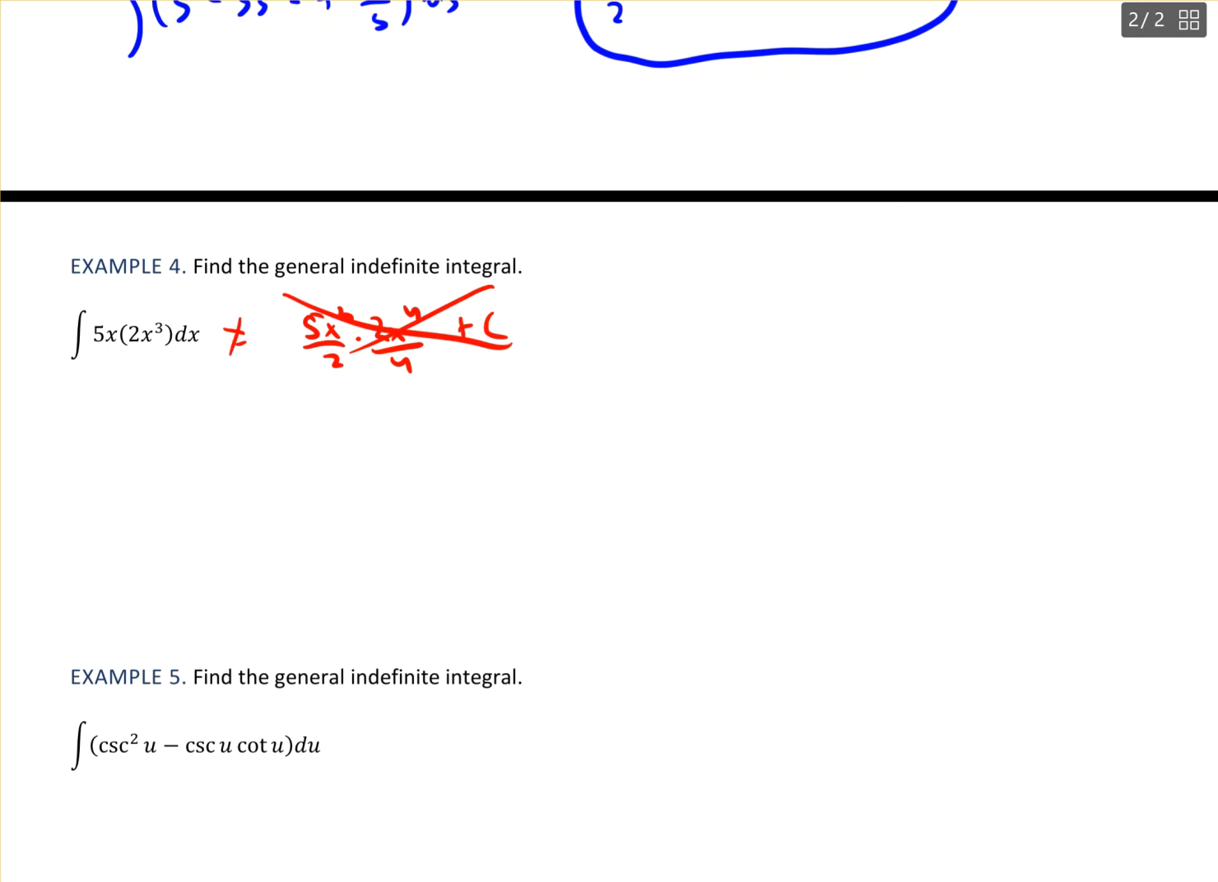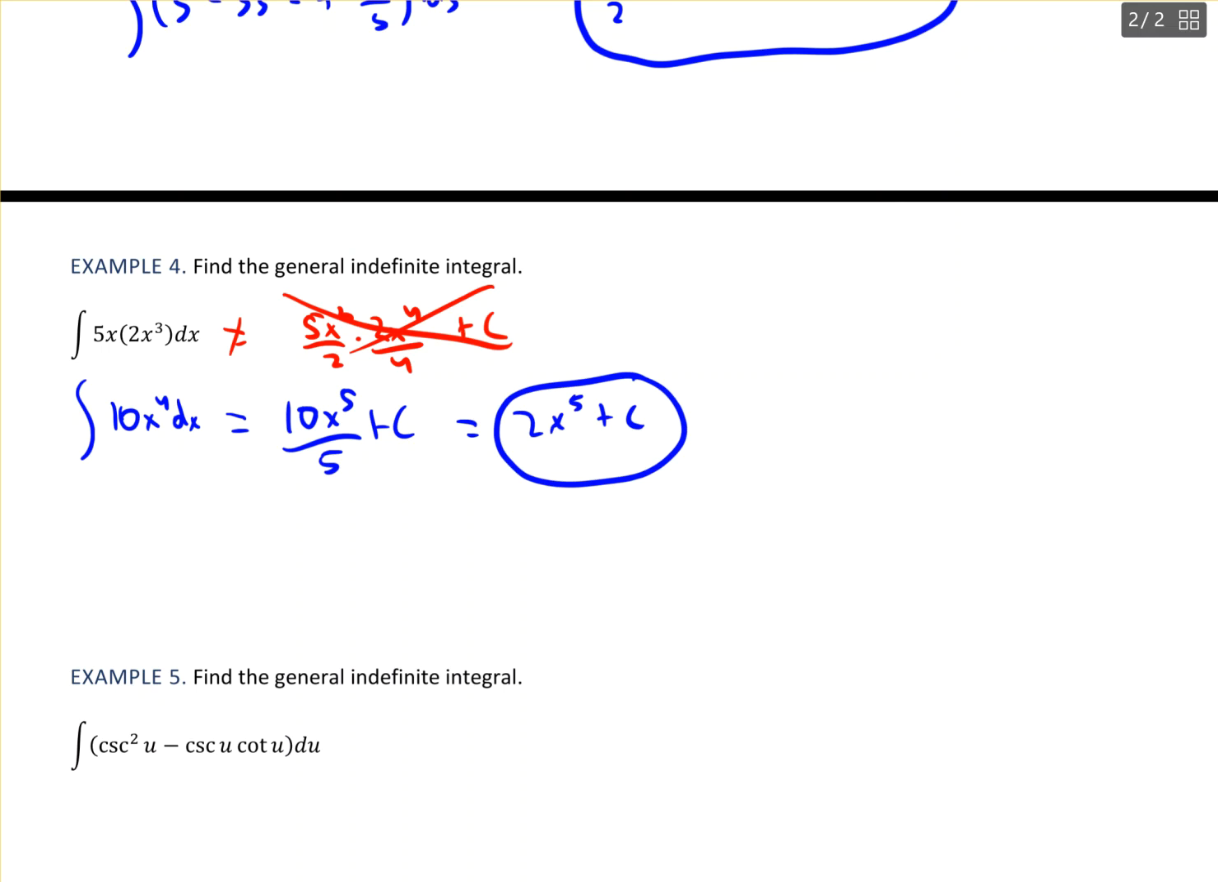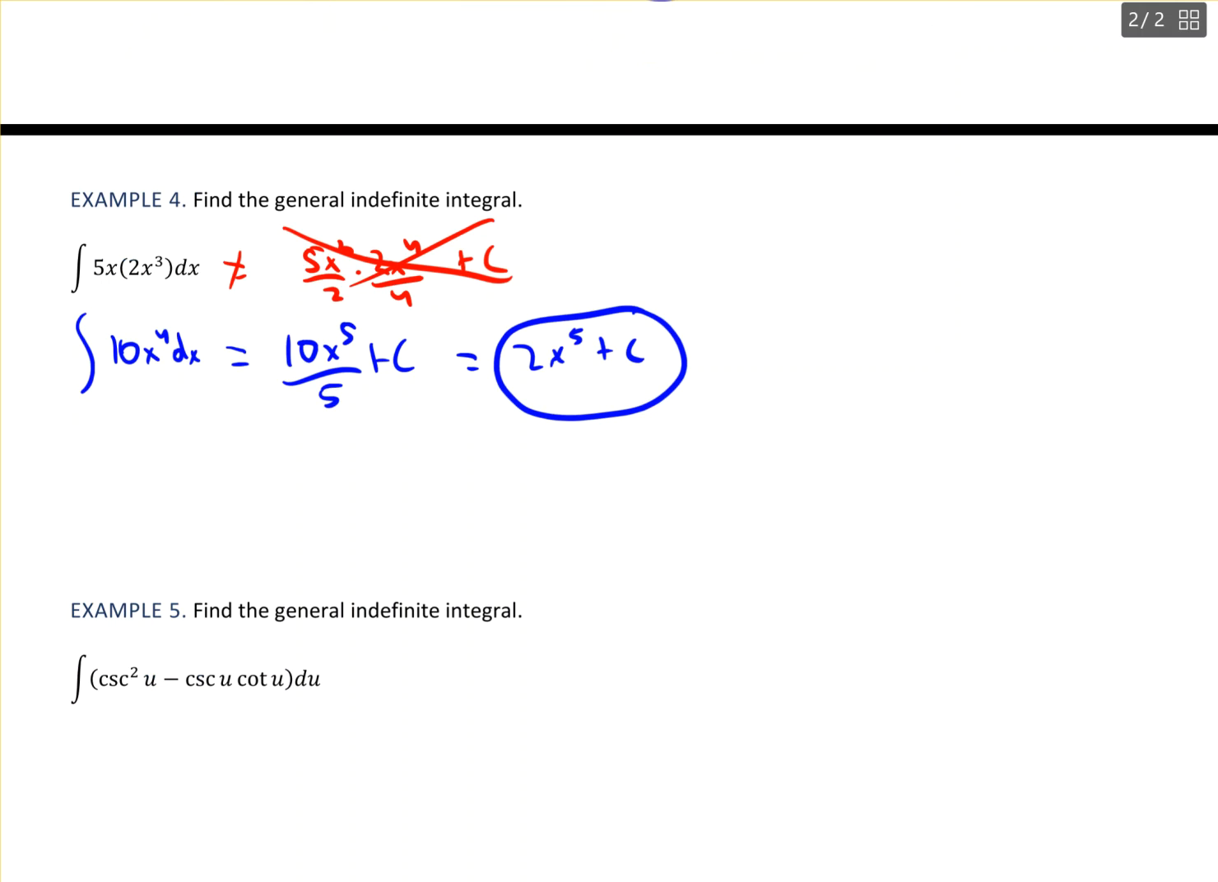Again, we got to multiply it through first, so I get 10x to the 4th dx, and now I can do it. 10x to the 5th over 5 plus c, which is equal to 2x to the 5th plus c. So just make sure you have no multiplication or division in there. That's not allowed.